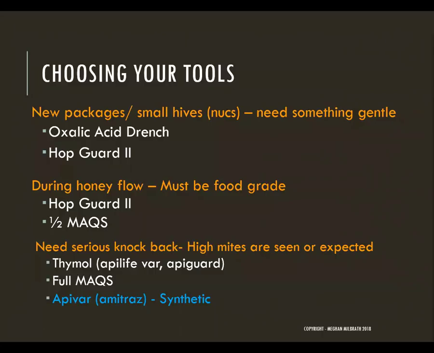My short answer is that yes, technically we want to be rotating things, because that's what integrated pest management is about and that's how we retain these tools. However, with the acids, especially formic acid, it's very, very unlikely that we would start to see resistance to that.